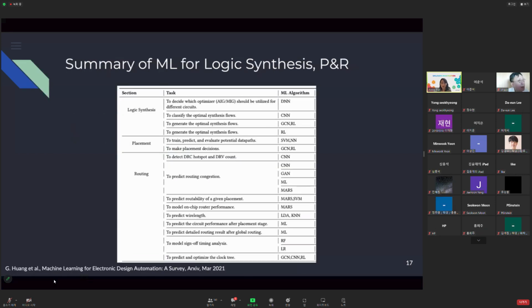So for the summary of this logic synthesis and PNR, so far people have used DNN, CNN, GNN, GAN, reinforcement learning and so on. Again, this survey paper is a little bit outdated. It is from 2021, so it doesn't involve the more recent ones using LLMs and so on.